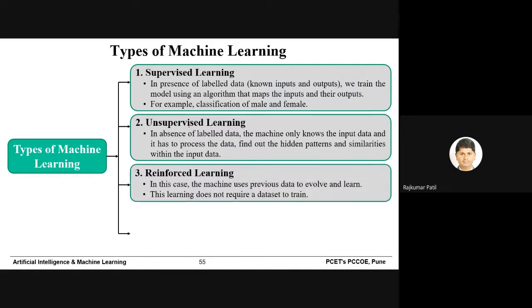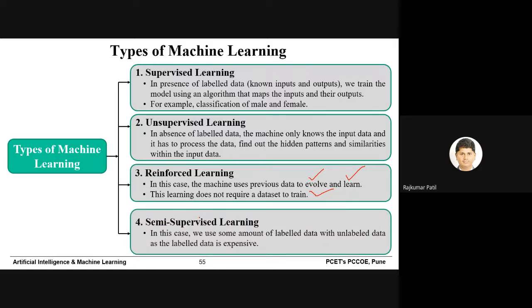Then in case of reinforcement learning, the machine uses previous or historical data to evolve itself, learn new things, and make decisions accordingly. And in this case, there is no need for training, because based on past experience, the reinforcement learning model evolves itself.